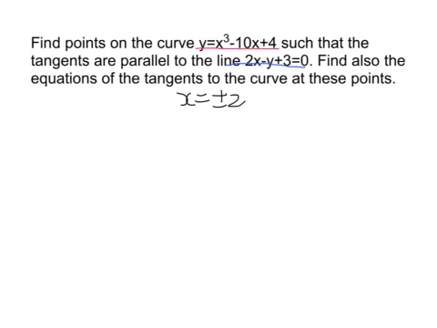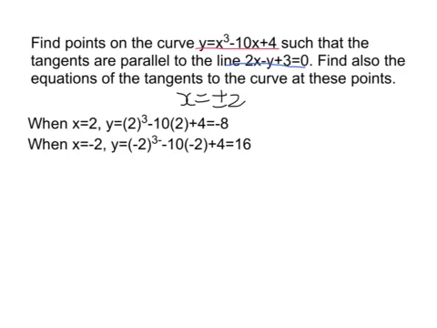So we put this back into the original curve here. When x equals 2, I put this 2 inside this x here, back to our original curve. So we have 2 cubed minus 10 times 2 plus 4, and that equals negative 8. We also need to find the other one. We have 2 points. What about x equals negative 2? By the same token, I put negative 2 in here. So I get y equals 16.